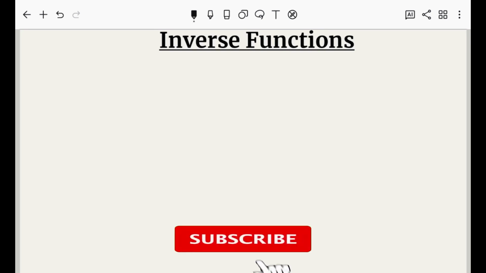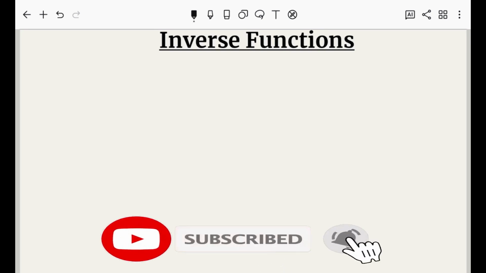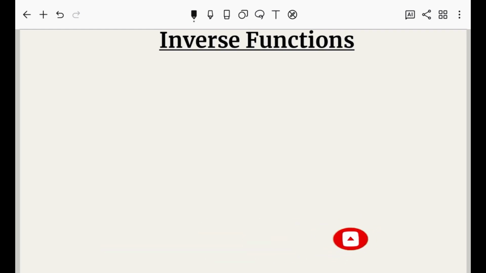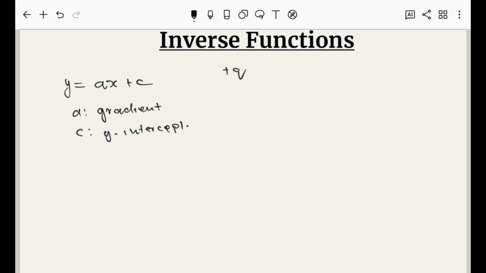In this video, I want us to look at the inverse function of a linear function. Just a quick recap. A linear function is defined by the following equation: y is equal to ax plus c, or some textbooks would say plus q. Still the same thing, where a is the gradient or the slope, and c is the y-intercept. But in this video, we are looking not at the linear function itself, but at the inverse of a linear function.